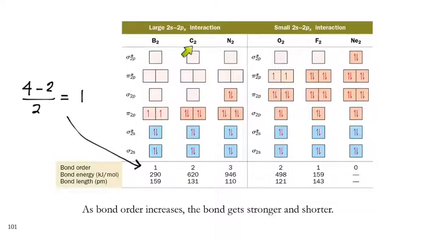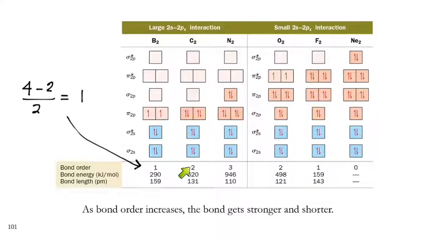So carbon, each carbon atom has 4 valence electrons. So then in the molecular orbital diagram, we have 8 electrons. So we've got 2, 4, 5, 6, 7, 8. They have to pair up. So we calculate the bond order here. We're looking at bonding orbitals, 2, 4, 6. A total of 6 electrons. Minus 2 is 4, divided by 2 is 2. So the bond order is 2.